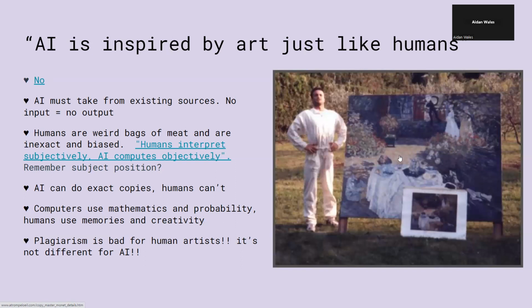And this is this person trying to replicate it as close as possible. So how is that different than AI? Again, humans are weird, humans are inexact. You can't get everything exactly as Monet did.